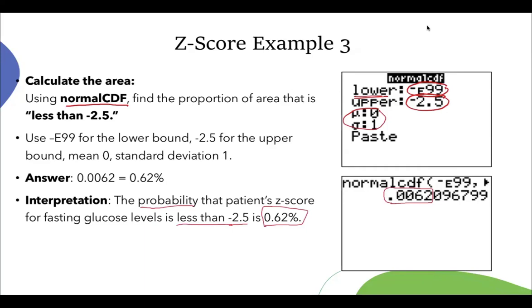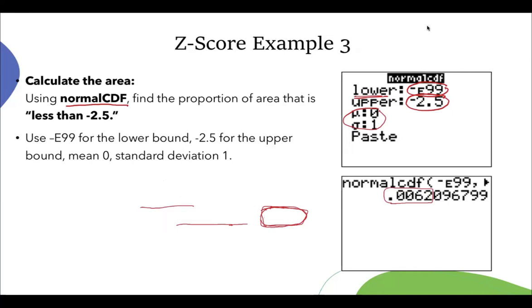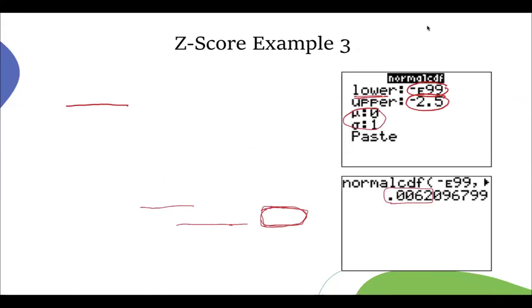So our picture wasn't exactly spot on. It didn't look to me exactly like 0.62%. The shaded area looked a little bit bigger, but that doesn't matter so much. You're not being graded on the accuracy of the picture. You're being graded on the accuracy of your final answer. So the picture is there to help make sure that you put the right numbers into your calculator and to recognize a reasonable answer.